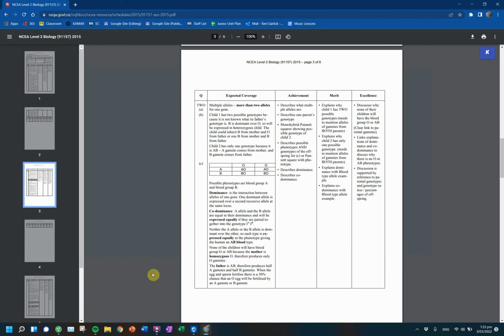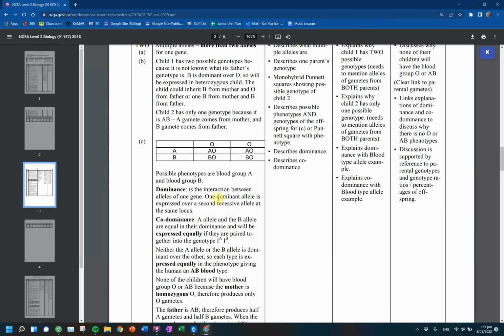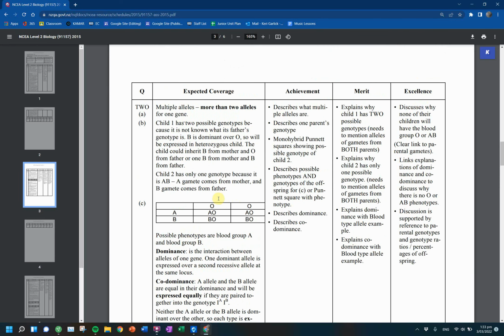So I'm just going to move over to the marking schedule to save us some time. So in this case, the first thing that you're trying to do is define multiple alleles. It just means obviously there's more than 2, because if there were just 2, that'd be dominant and recessive, or potentially like codominant or incomplete dominant. Okay, not a good example. Just with multiple alleles, you're just dealing with more than one. And again, this was only an achieve level question, and that's just describing what multiple alleles are.